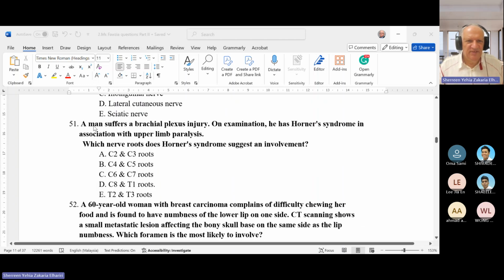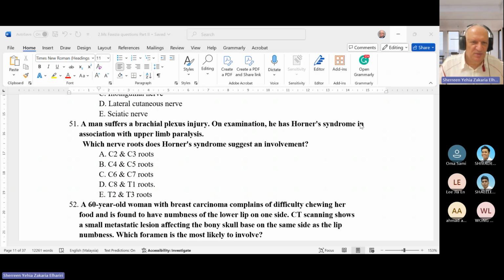Next question, a man suffers from brachial plexus injury. On examination, they have Horner syndrome. Horner syndrome is very common because nowadays, for the treatment of hyperhidrosis, we do what we call cervical or thoracoscopic cervical sympathectomy. So we cut the root below T1. But because it has become a common operation for hyperhidrosis, we can find Horner syndrome, which is characterized by miosis, anhidrosis, and enophthalmos.